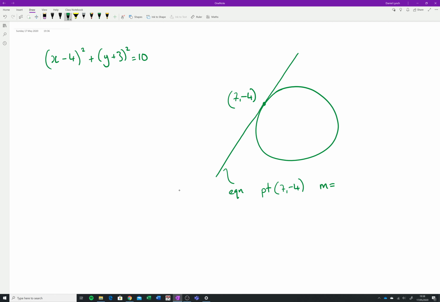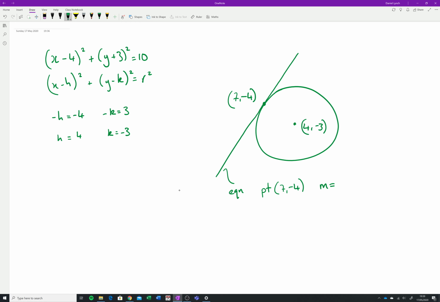Okay, well you haven't seen it before, so don't worry if you didn't get it. This is how you do it. You get the center of the circle. Remember, it's x minus h squared plus y minus k squared is equal to r squared. What we can say here is that minus h equals minus 4, and minus k equals 3. So the center, h and k, h is 4 and k is minus 3. So this is (4, -3).